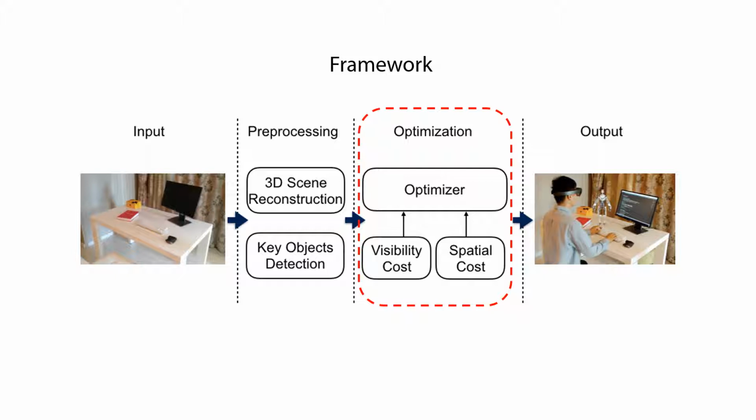A cost function with a visibility term and a spatial term is designed to model how good the location and orientation of the virtual agent is. The visibility term ensures the user's view of watching key objects would not be occluded by the virtual agent. The spatial term controls the distance and orientation to fit a normal user's conventional choice. An optimization algorithm is applied to search for an appropriate position.